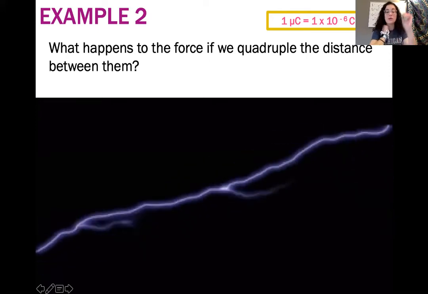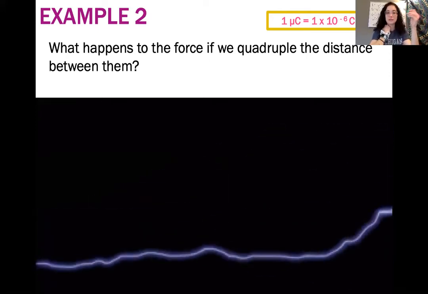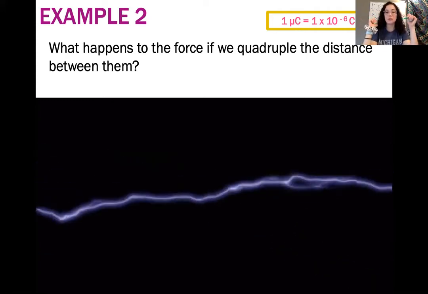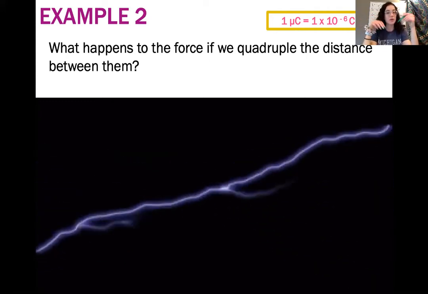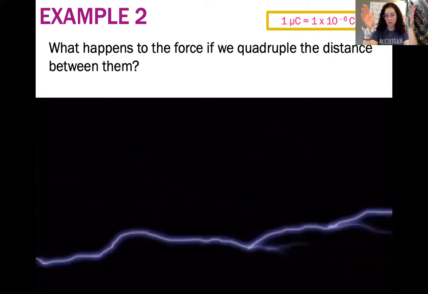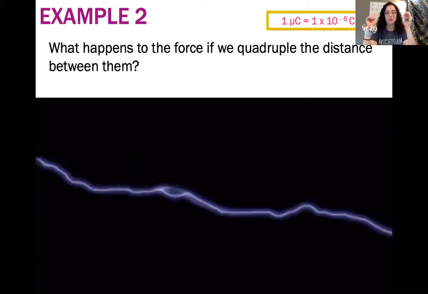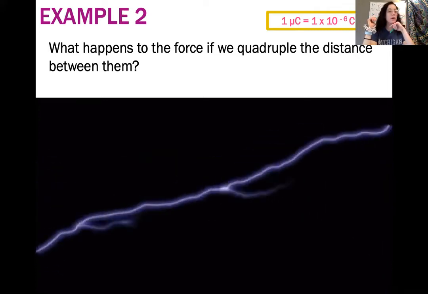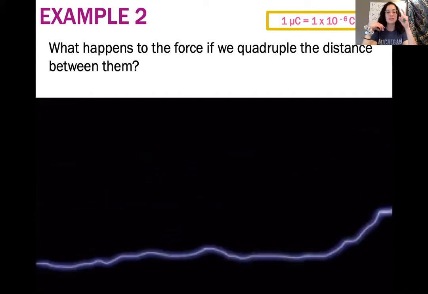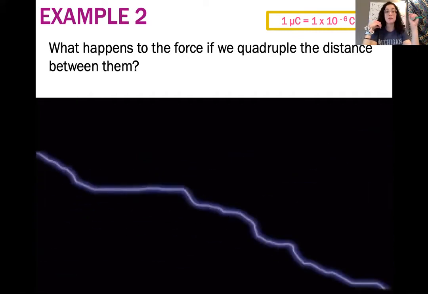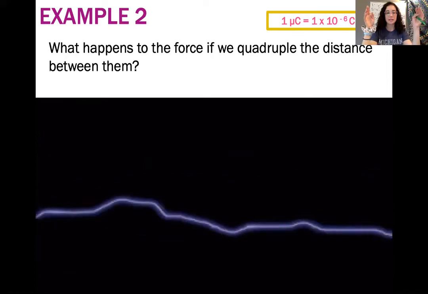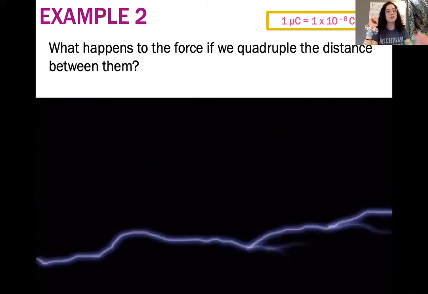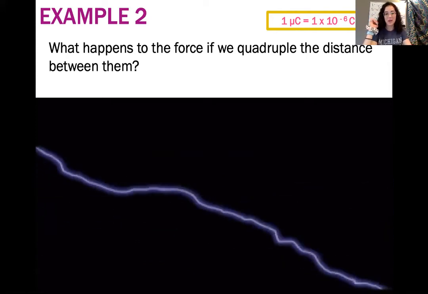All right, so our second example actually relates directly to the first. We're asking what's gonna happen to our force if we quadruple the distance between them. So I want you to take a second and try this problem on your own. The only thing we are changing from example 1 to example 2 is our distance. When we quadruple, we're really saying that we take our distance and multiply it by 4. Take a second, try the problem, pause the video, and when you're ready, resume it, and I'll show you my problem all worked out, okay?